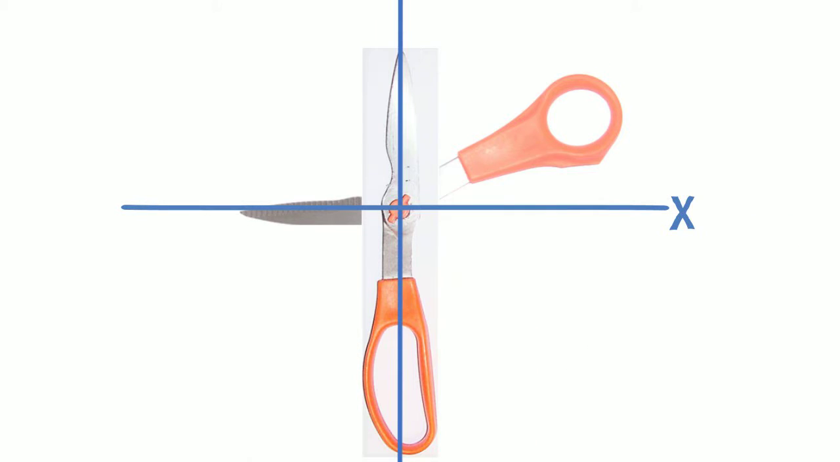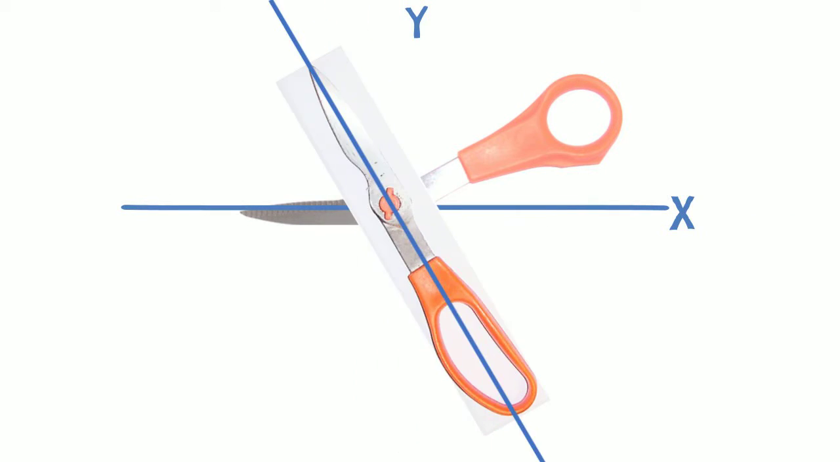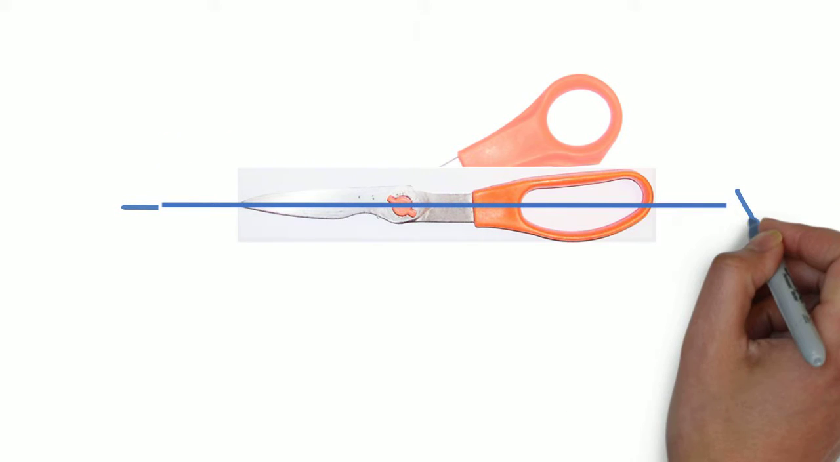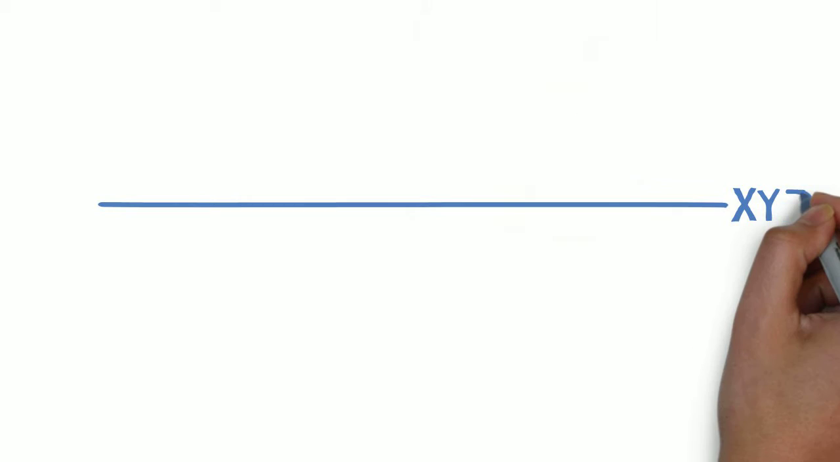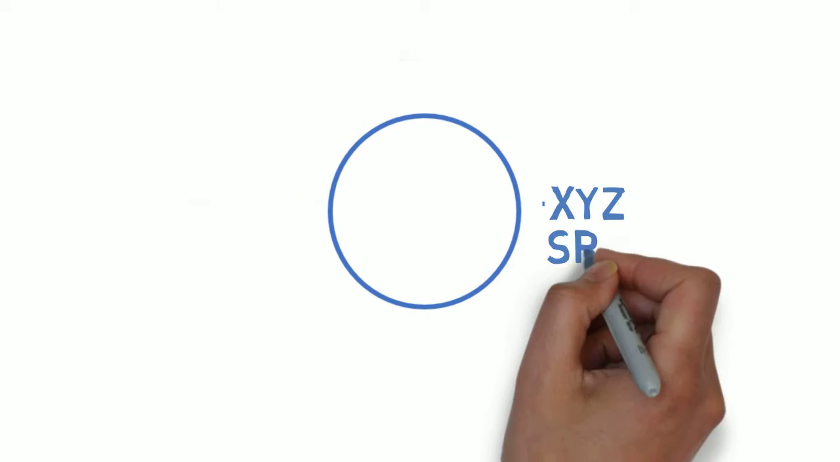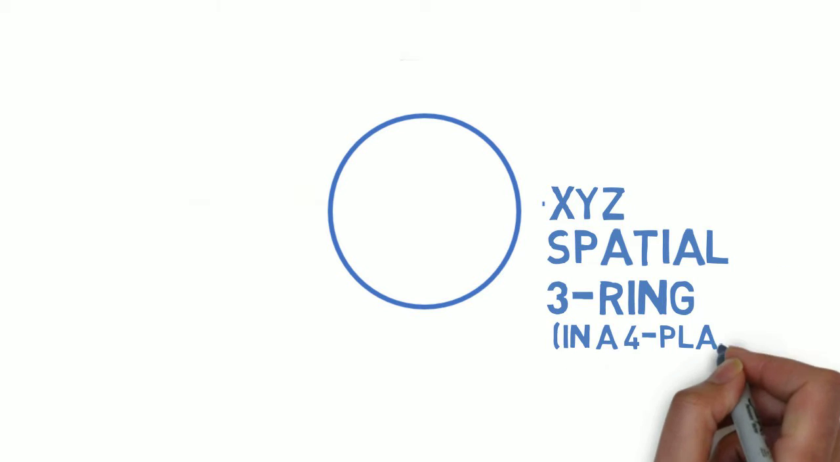Let an open scissors represent x and y spatial dimensions. Then close it, compacting both into a single 2-line. Repeat with z for a 3-line. Now bend this to form a 3-ring. A 3-ring is a compact version of the balloon analogy for cosmic expansion.